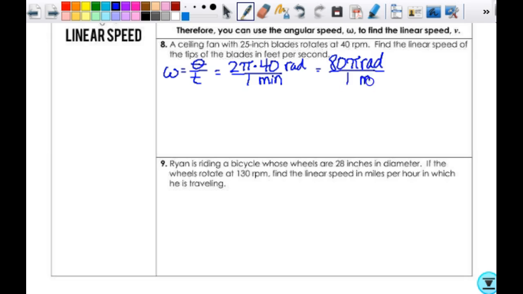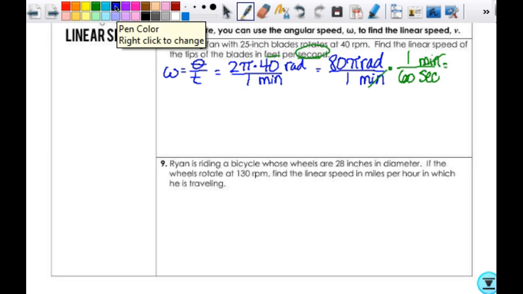My end goal, what I want is the linear speed, which I haven't even looked at yet, but I want it in feet per second. So I'm going to take care of the seconds right now, which means I can multiply this, cancel my minutes out, convert it to seconds. So there's 1 minute for every 60 seconds. And then when I do that, what does that give me as a fraction here? You have a calculator. 4 pi over 3. Yeah, 4 pi thirds. And this is radians per second. Make sense?